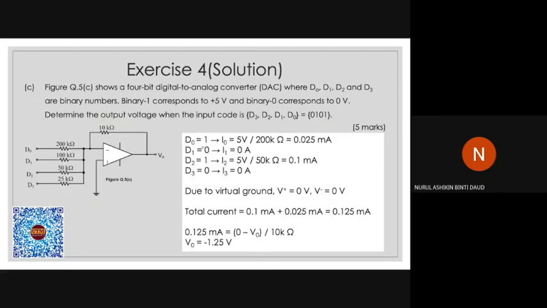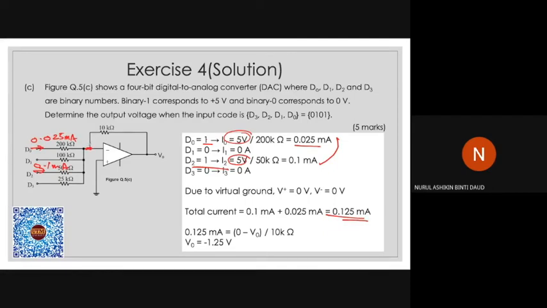Since the binary is 1, and 1 represents 5 volts, you will get the values of currents that flow here and here: 0.025 milliamps here, and 0.1 milliamps here. So the total current that will enter here, you need to add both together, which is 0.125 milliamps. So next, you know the total current at this point.